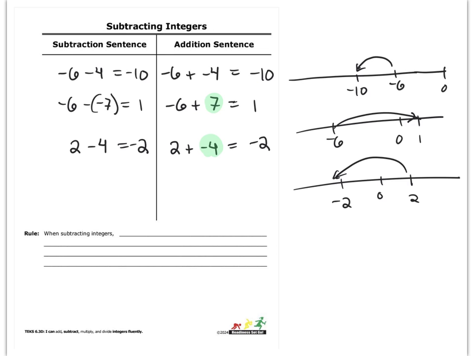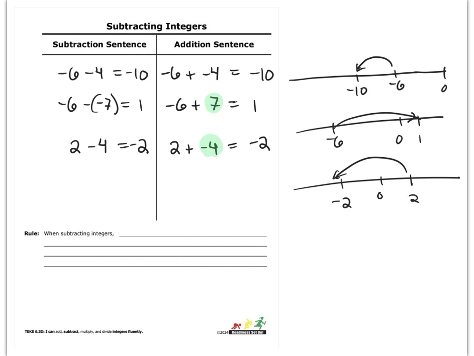So any subtraction sentence can be rewritten as an addition sentence. It's just that instead of subtracting 4, we added negative 4. Instead of subtracting negative 7, we added positive 7. Instead of subtracting positive 4, we added negative 4, right? So what we're really doing is rewriting it as addition, and then we are adding the opposite. So the generalization that we can write here is when subtracting integers, what we're going to do is rewrite it as addition and add the opposite of the value being subtracted.